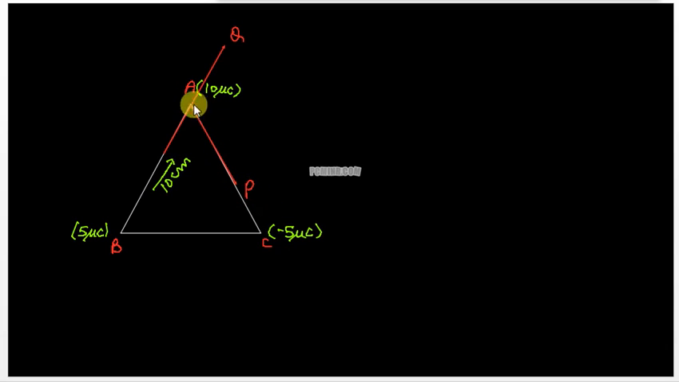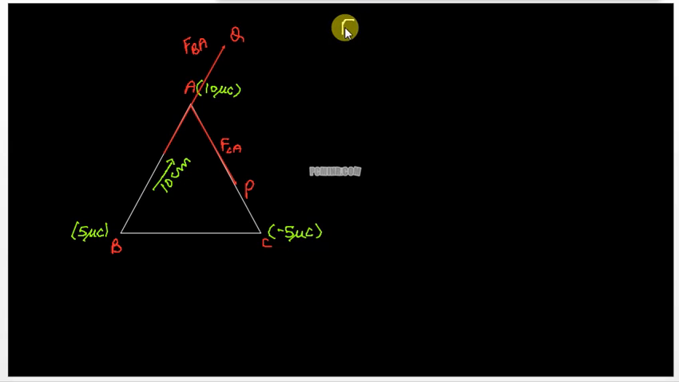So now the angle between the forces, let's mark this as FBA, the force exerted by B on A, along AQ, and let's mark this as FCA, the force exerted by the charge at C on A. So first of all, what are the values of these forces?